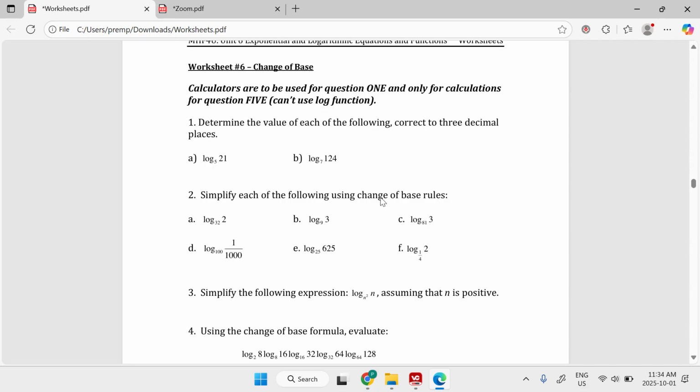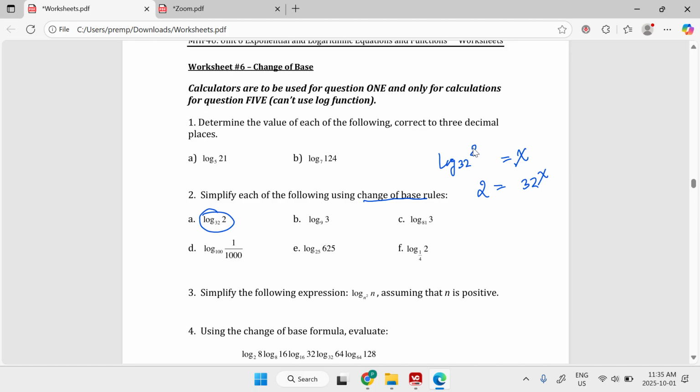Now simplify each of the following using change of base rules. So how can we do it? You can see this one is log of 32 with base 2. How can we solve it? Let this value be equal to say some x value here. So it basically becomes 2 equal to 32 raised to power x.